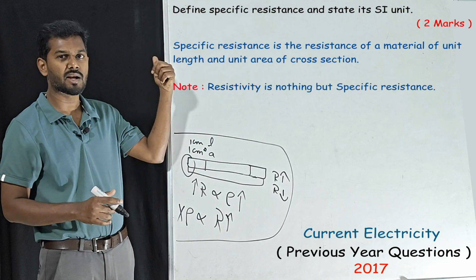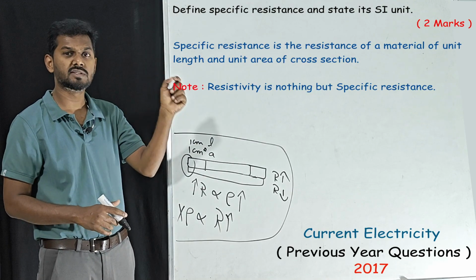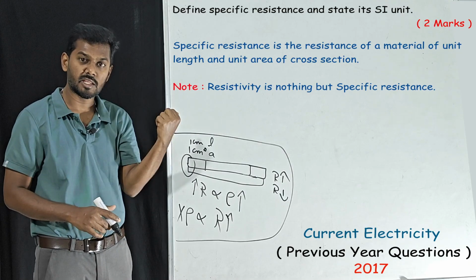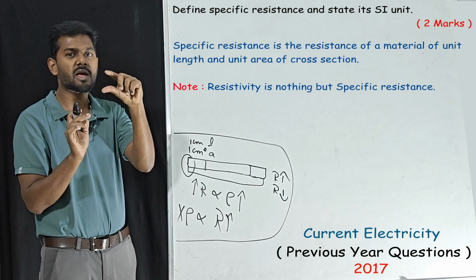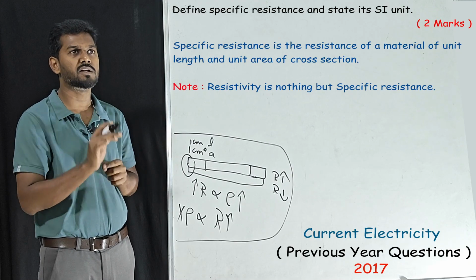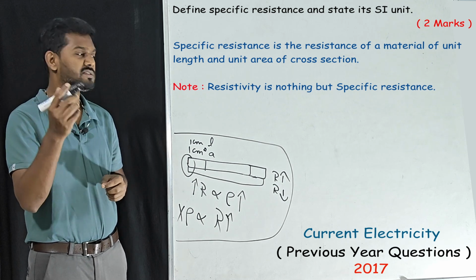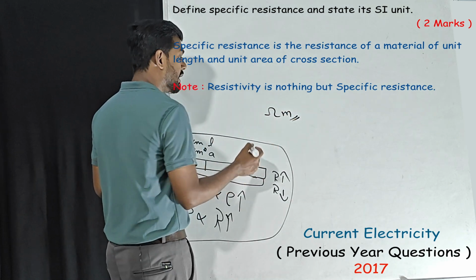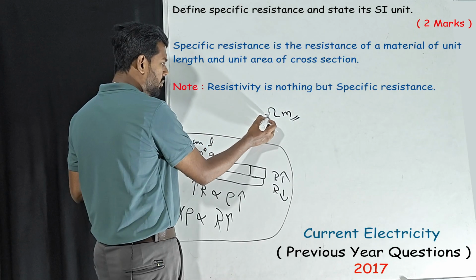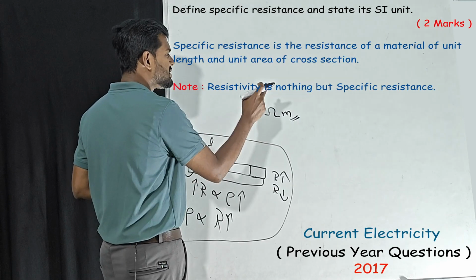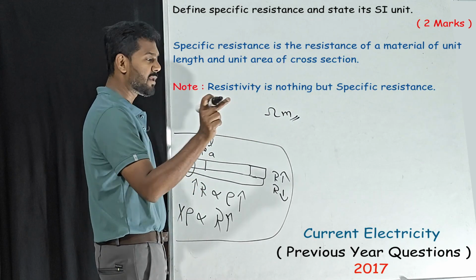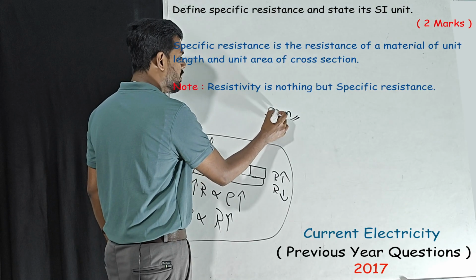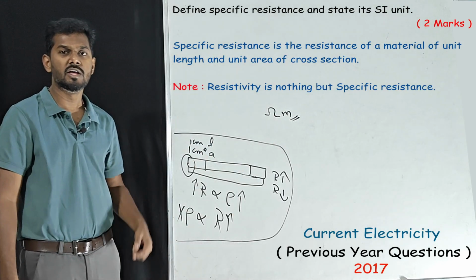So specific resistance is the resistance of a material for unit length and unit area of cross section. That's it. Now they are asking for its SI unit. The SI unit will be ohm meter. The SI unit of resistance is just ohm. Specific resistance and resistivity are both the same. So ohm meter is the SI unit of specific resistance.